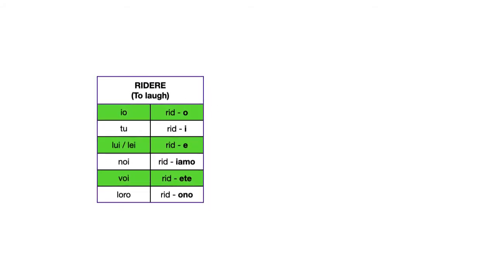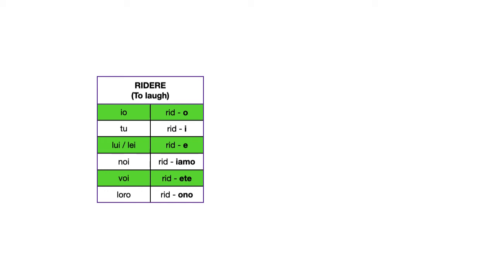Ridere means to laugh, right? So how do I conjugate ridere? Well, I get rid of the ere ending and I just add the endings. So io rido, I laugh. Tu ridi, you laugh. Lui ride, he laughs. Lei ride, she laughs. Noi ridiamo, we laugh. Voi ridete, you guys laugh. Loro ridono, they laugh.